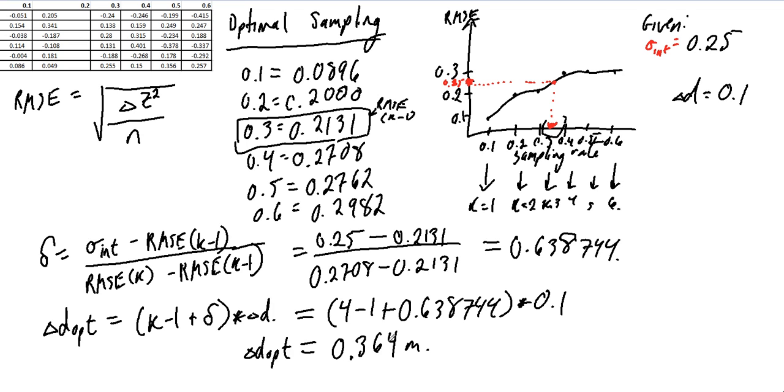We go back to my graph. I find my required accuracy, which is 0.25. I go across that graph and then down, and it is in between 0.3 and 0.4, a little bit closer to 0.4 than it is to 0.3. So this makes sense. That is my answer. That's how you do optimal sampling with this style.